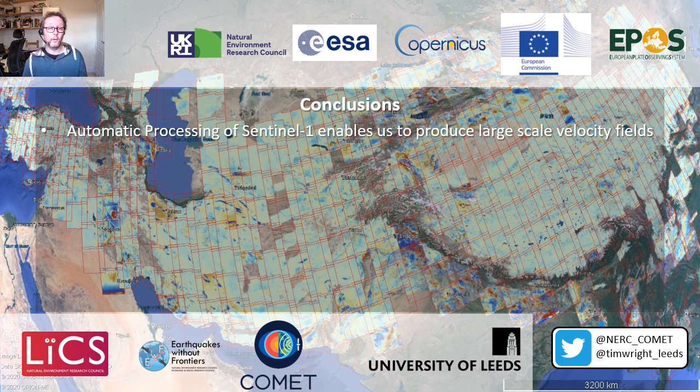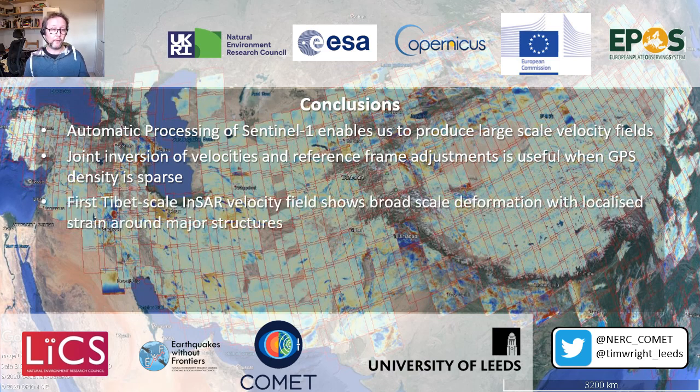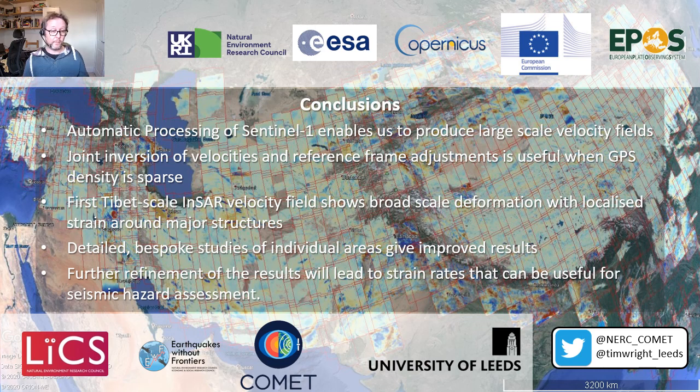So to conclude, automatic processing of Sentinel-1 enables us to produce large-scale velocity fields. Joint inversions of velocities and reference frame adjustments is useful, particularly when GNSS data is sparse. Our full Tibet scale velocity field shows broad-scale deformation of the whole region alongside localized strain around major structures. You get better results through detailed bespoke studies of individual areas, but at a huge cost in terms of time and effort. Further refinement of our results, we hope, will lead to strain rates that can be useful for seismic hazard assessment in the future.